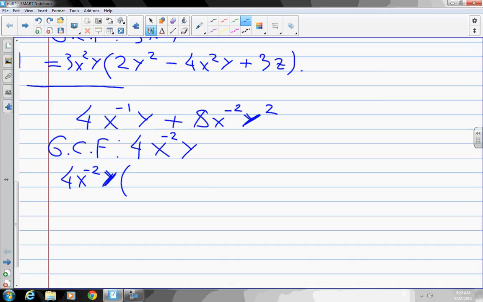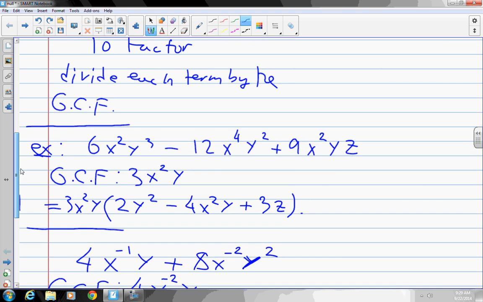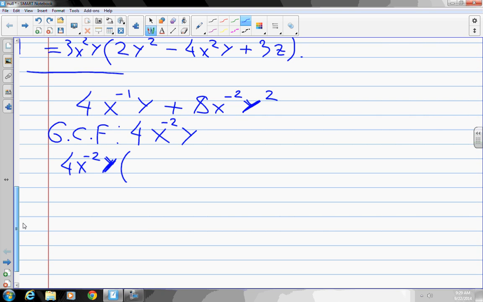Why? Well, you got to give me a reason. You just yelled out an answer. Why is it x to the negative first power? How do you get what's in the parentheses? What is that final thing? How do you go from here to the factored form? Divide, right? So let's divide.